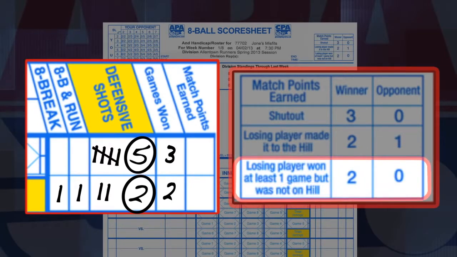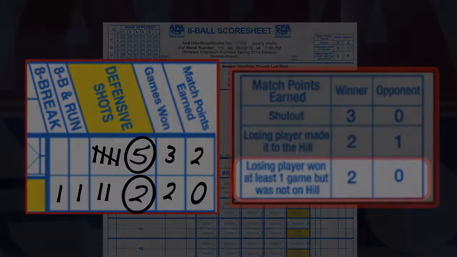game, you will mark a score of 2-0 in the match points earned block. Steve earned 2 match points and Joe earned 0. By avoiding a shutout, Joe succeeded in holding Steve to just 2 match points. Remember, with the APA's 3-point system, every game counts.